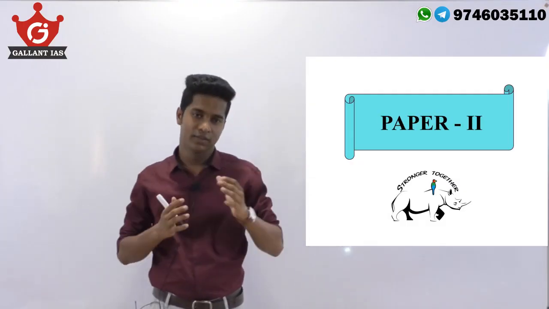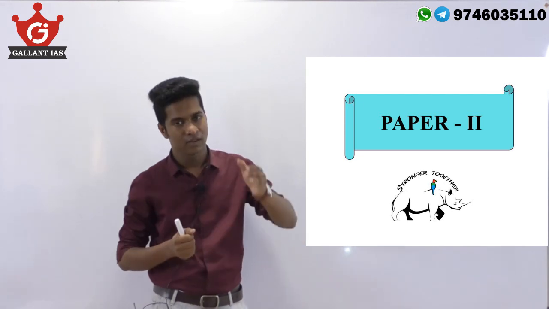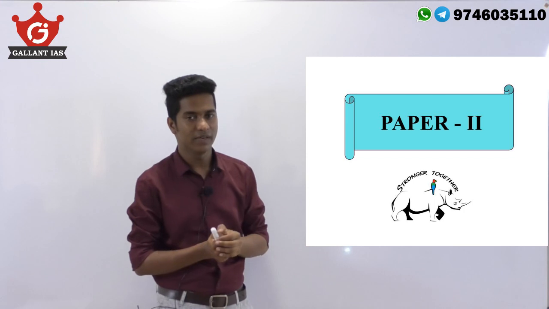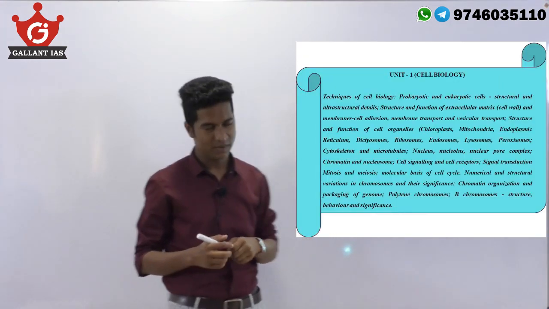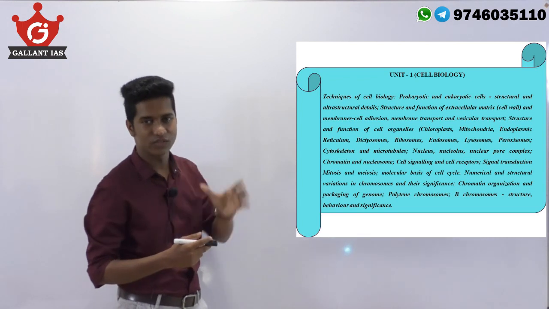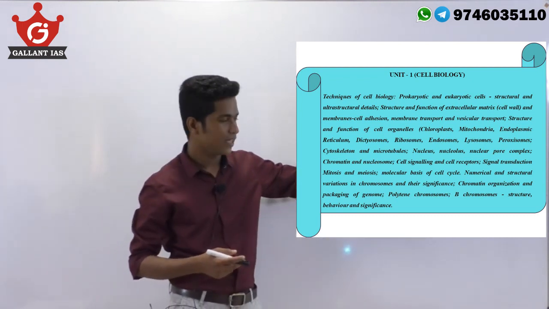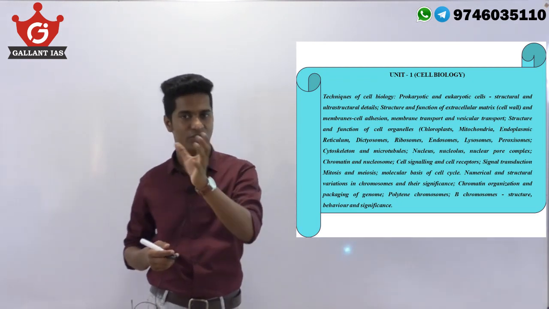So next is paper 2. Paper 2 is an applied branch of biology. Here the application level questions mainly come in paper 2. The first unit of paper 2 is cell biology. Cell biology can be divided into structural and functional. The first part deals with the structural elements of the cell, and later the functional elements of the cell.